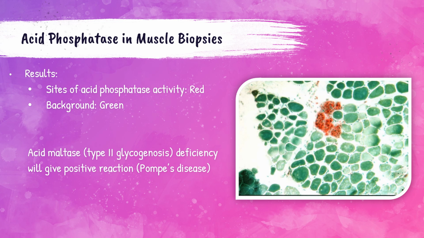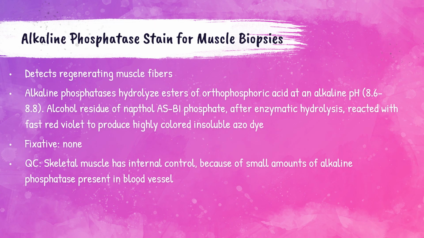Acid maltase deficiency will give a positive reaction, and this is something seen in Pompe's disease. Pompe's disease is a genetic condition where glycogen builds up in the lysosomes of the body's cells. This is caused by the lack of a digestive enzyme. This disease results in severe muscle weakness and also wasting of the muscle. So that was the acid phosphatase staining method.